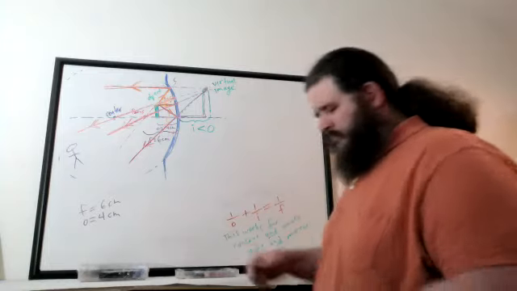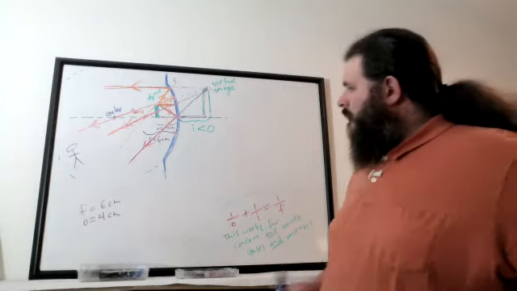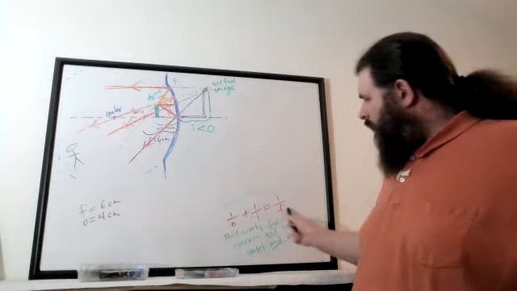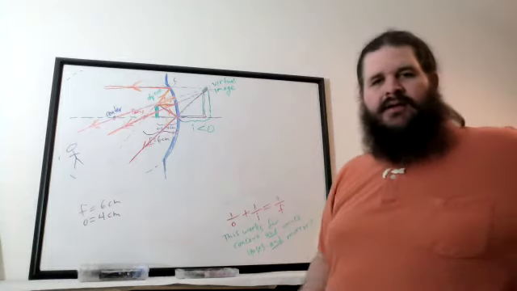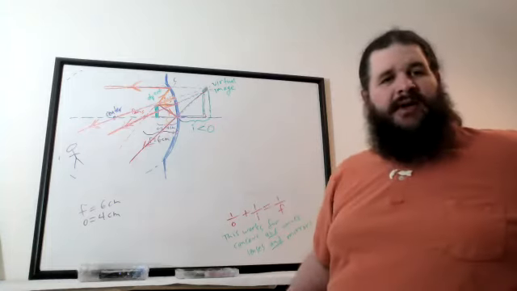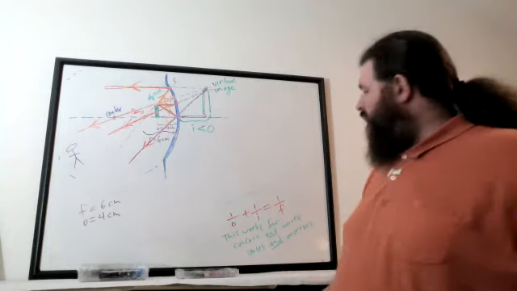If we write out the information we have, first of all, we know F and O. We're trying to solve for I. We want to know where exactly that image is, because we can see approximately where it is based on the ray tracing diagram. But if we want more accuracy, we need the actual numbers.